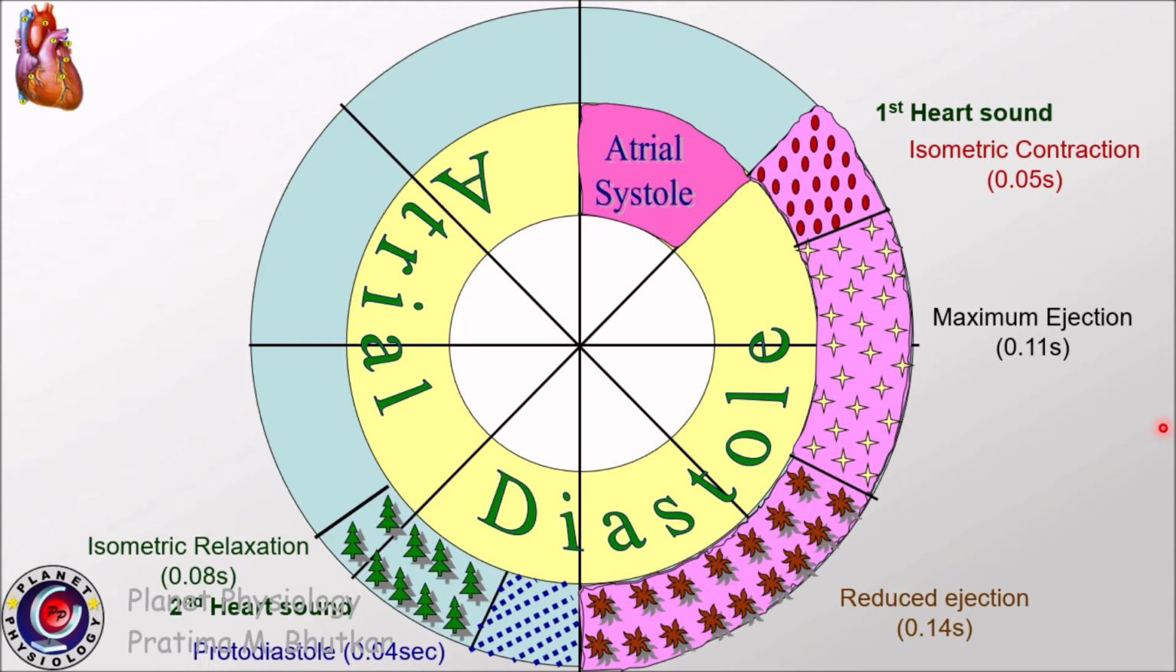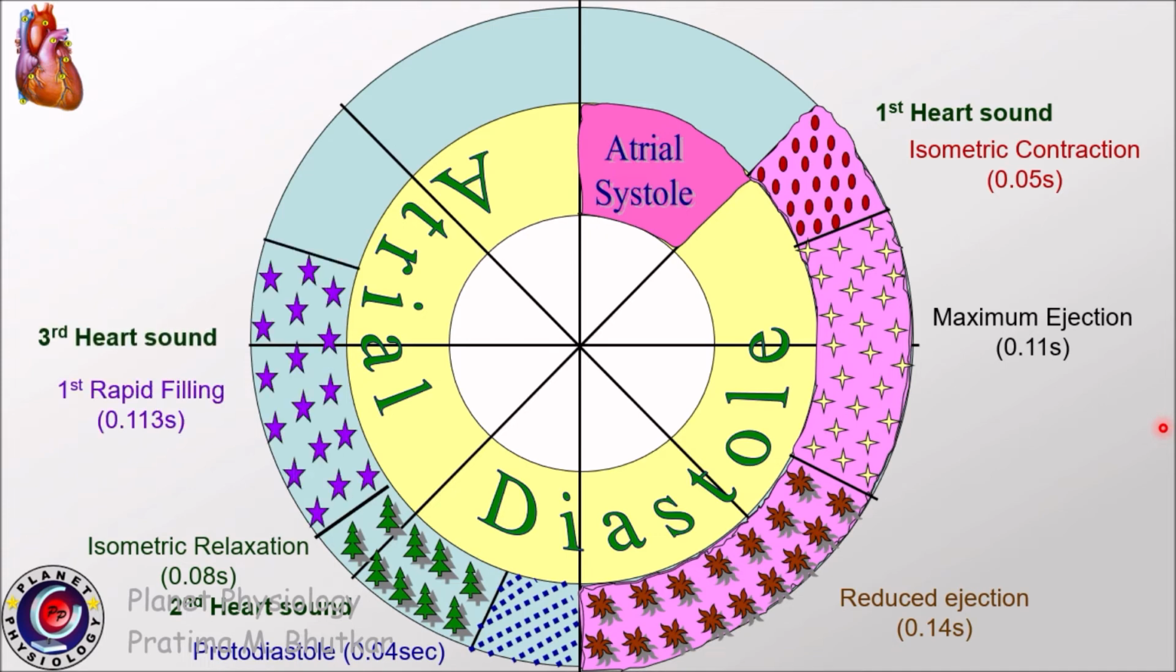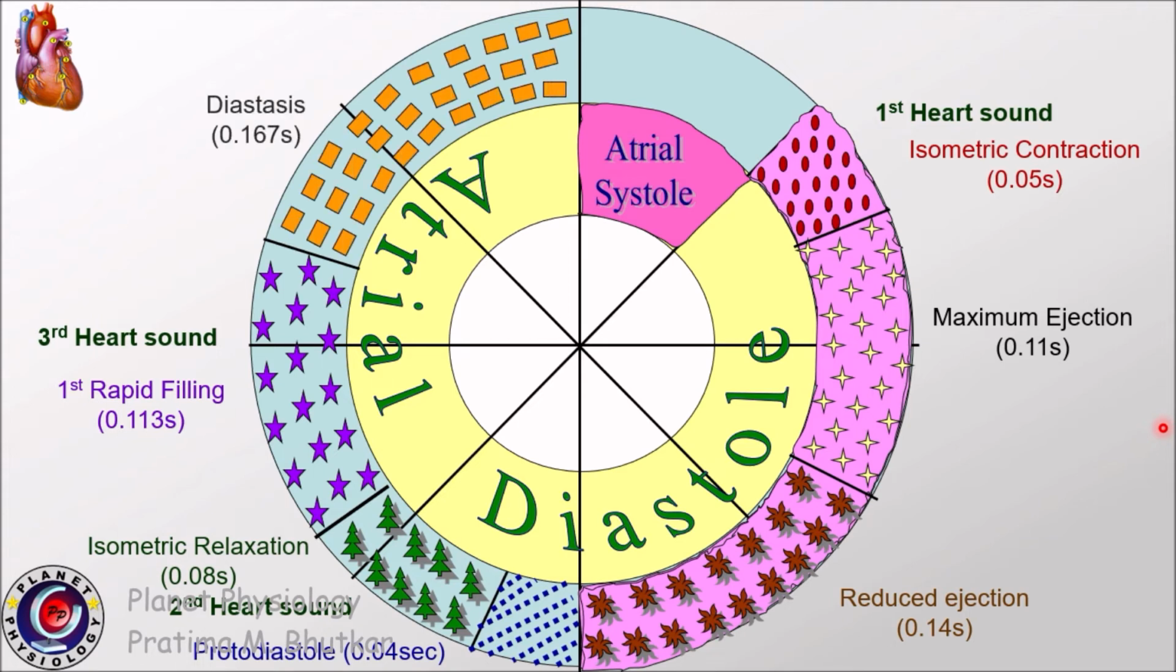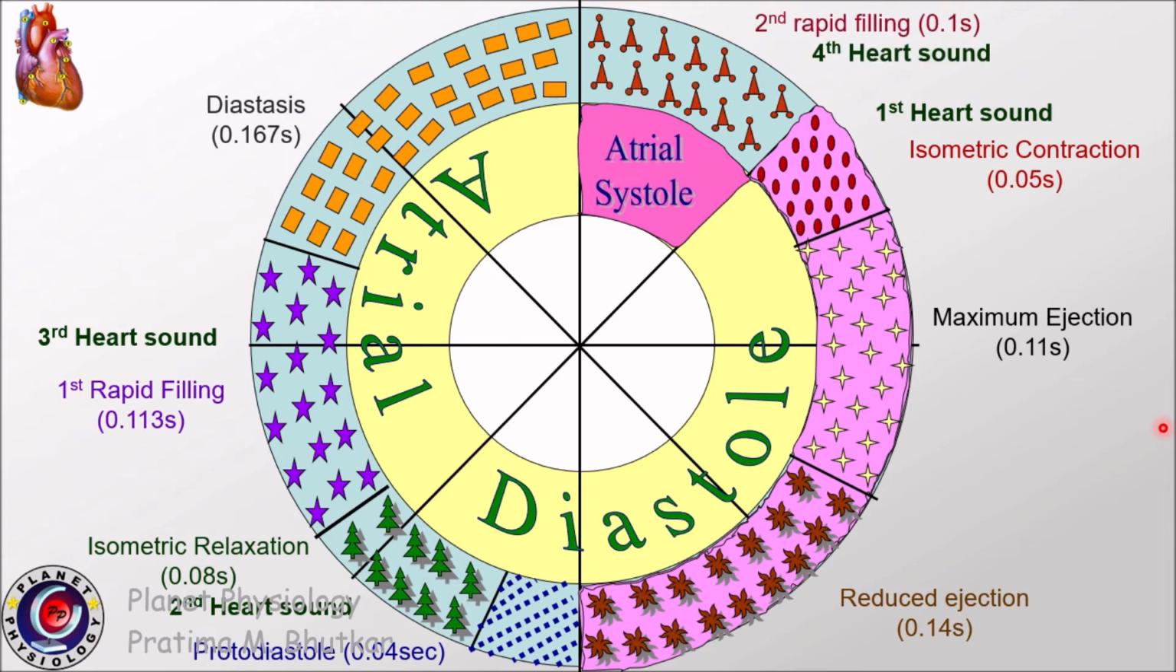As soon as intraventricular pressure becomes lesser than atrial pressure, there is opening of AV valves and filling of the ventricles begins. So this phase is the first rapid filling phase lasting for 0.11 seconds, and this generates the third heart sound because of turbulence created by blood rushing into the ventricle. This phase is followed by diastasis lasting for 0.17 seconds, and then there is the second rapid filling phase, or the last rapid filling phase, which corresponds to the atrial systole lasting for 0.1 second, and in this phase there is generation of the fourth heart sound.